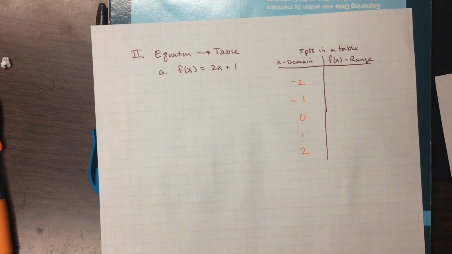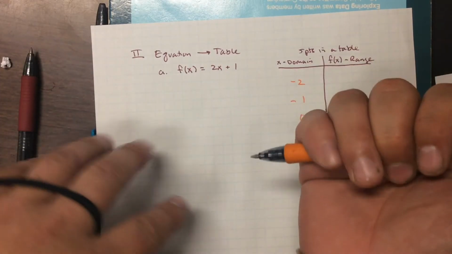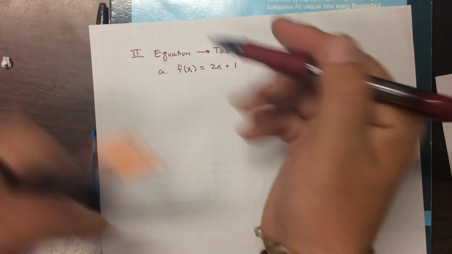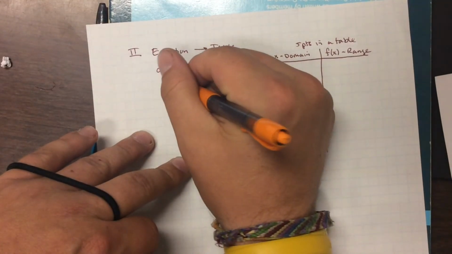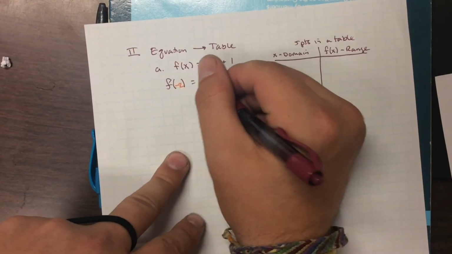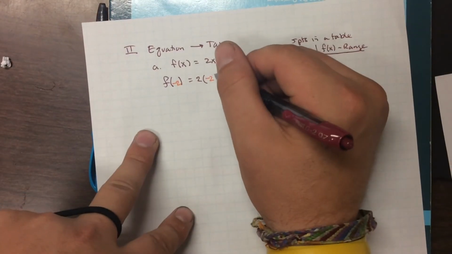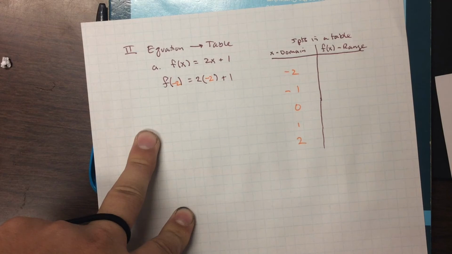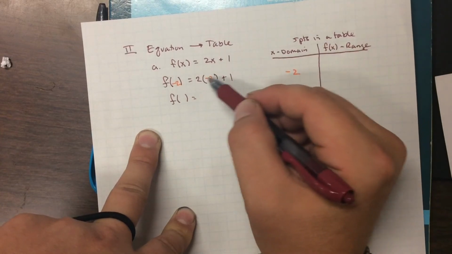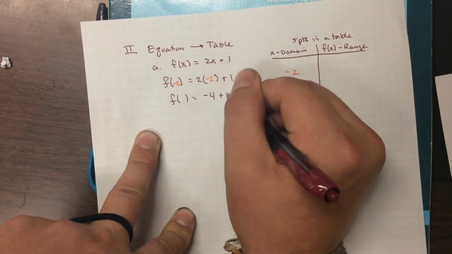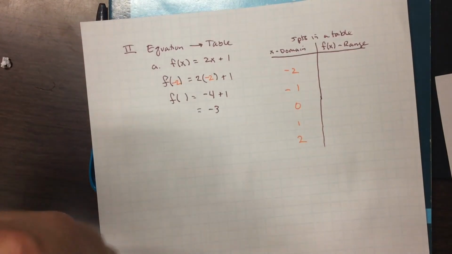And I usually like to have some negative numbers and some positive numbers, and I always like to have 0 in there also. So let's go ahead and start going through some of these. This is going to be f of -2 equals 2 times -2 plus 1. The math here says do f of -2 equals, let's see, 2 times -2 is -4 plus 1. So this is going to be -3 as my output.